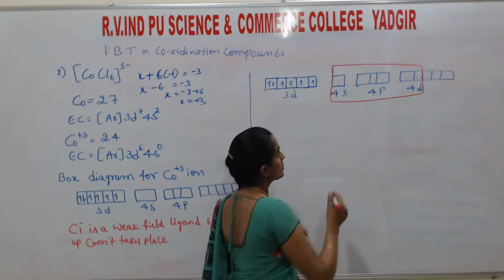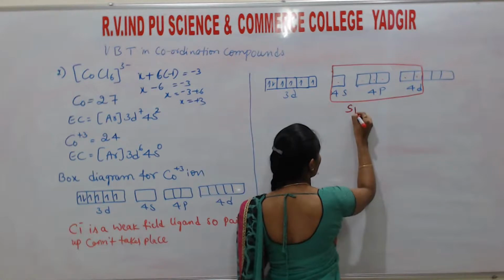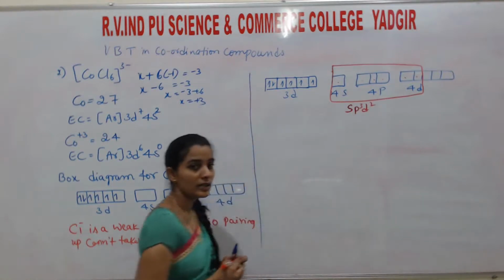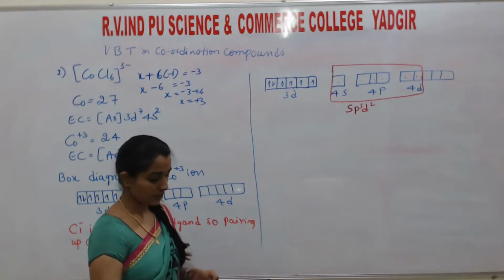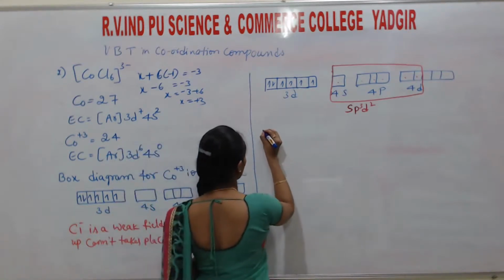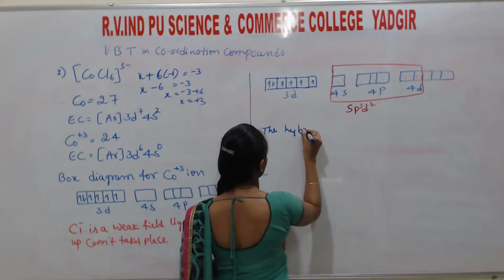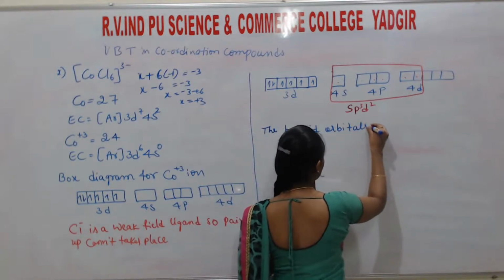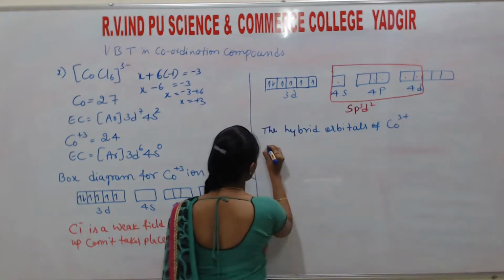Okay, students. So how many s orbitals are there? 1. 3 orbitals are p. The d orbitals are 2. So that is sp3d2 hybridization. So next, the hybrid orbitals of Co3+. So you write it separately.